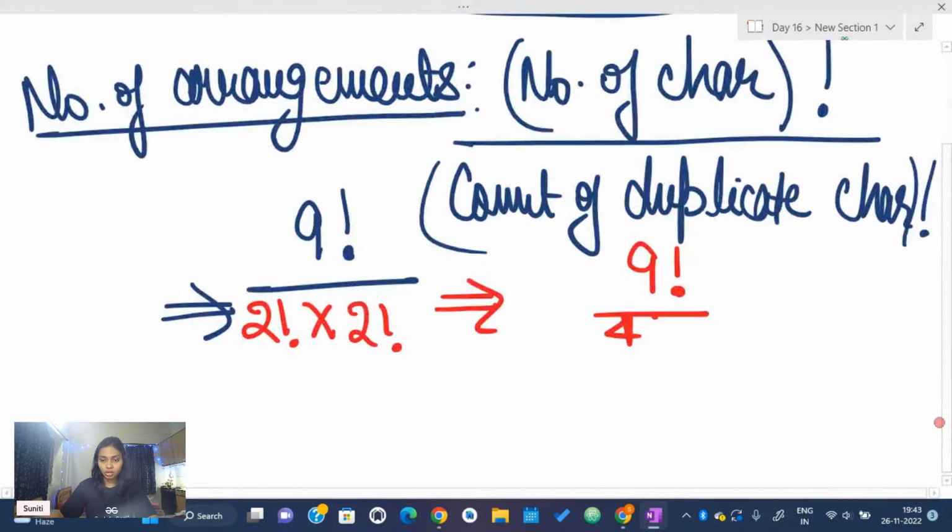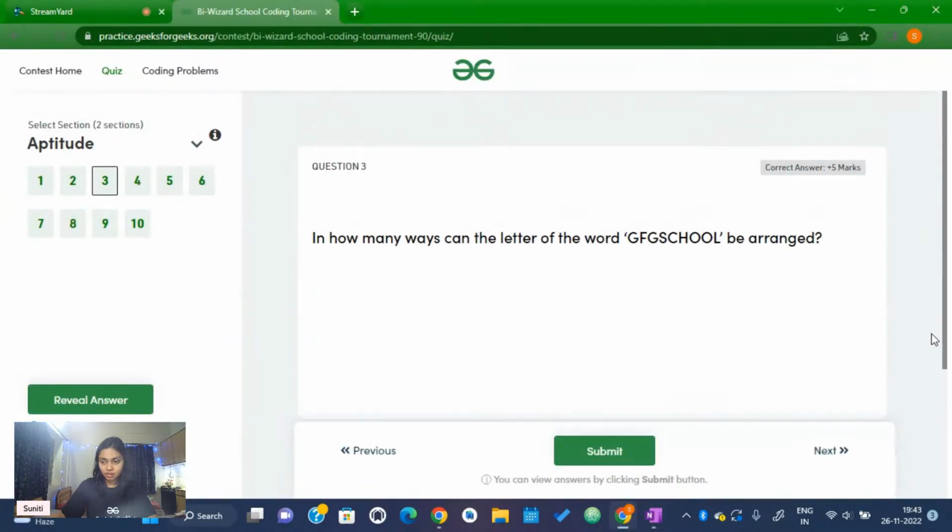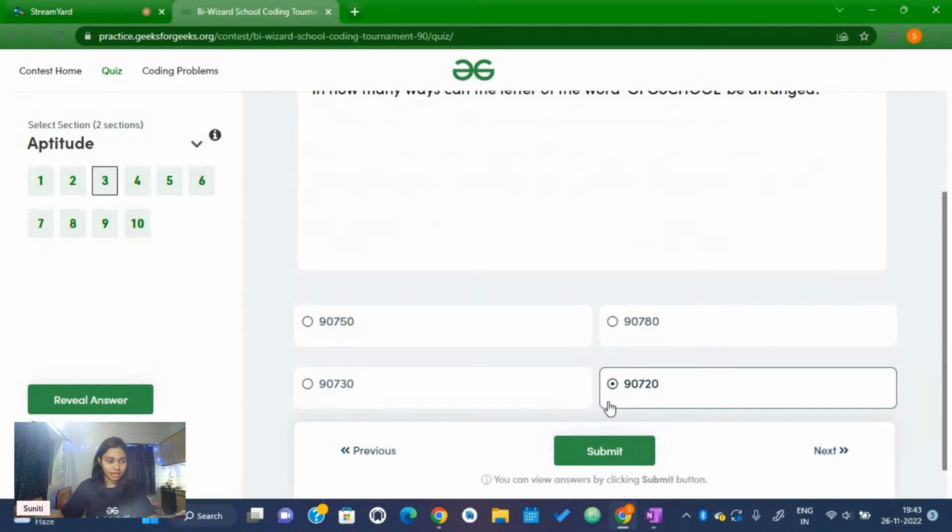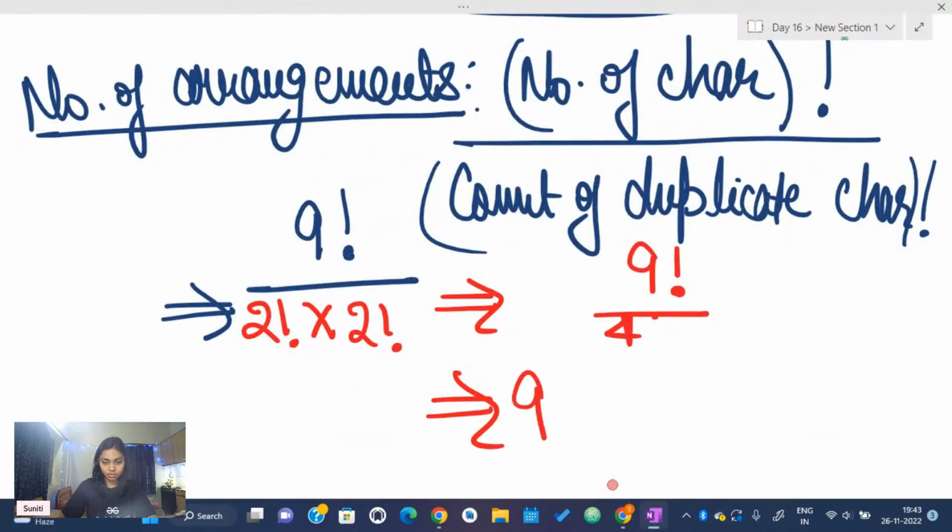All right. So this will lead to the value that is being given here, which is 90720.